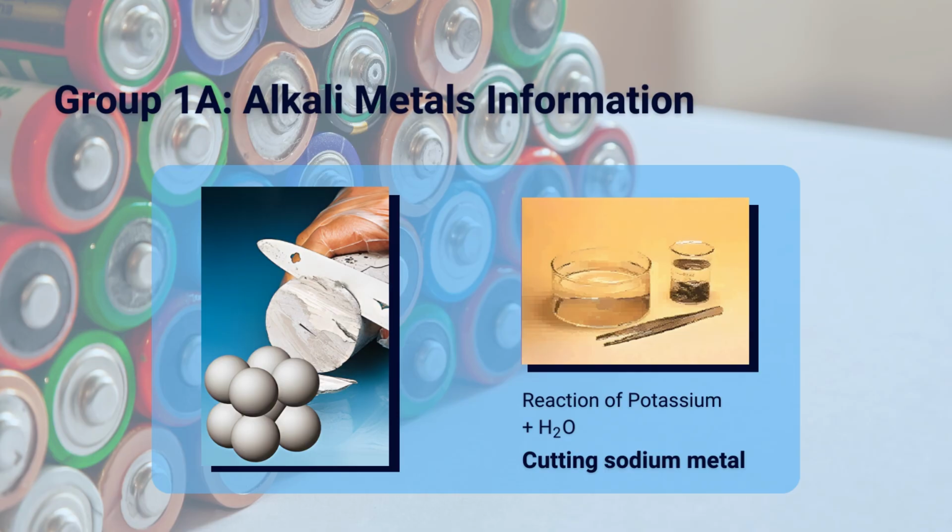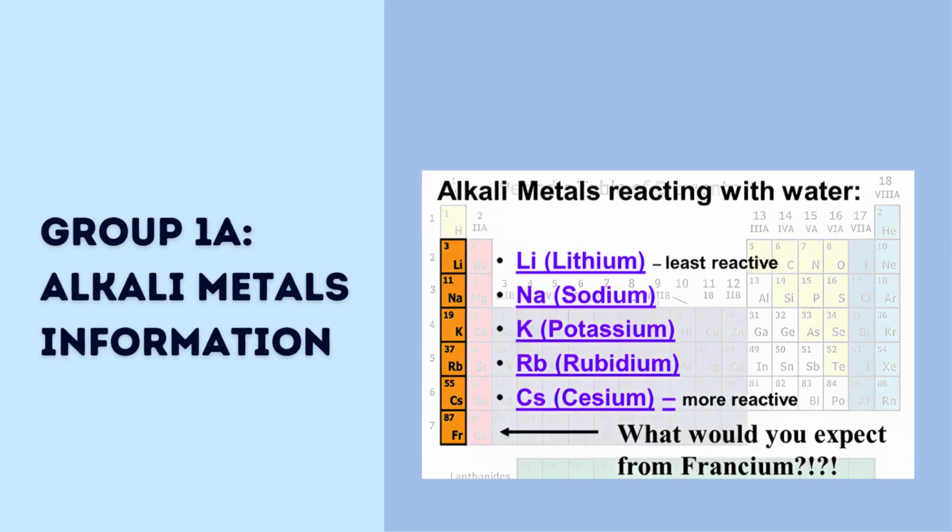Alkali metals are highly reactive due to their low ionization energy, meaning they readily lose their outermost electron to form a positively charged ion. As a result, they are never found in their pure form in nature and must be extracted through various methods. In the following slide, we can see that the level of reaction that alkali metals have with water is organized by least reactive metals at the top and most reactive at the bottom. So, what would you expect from francium?